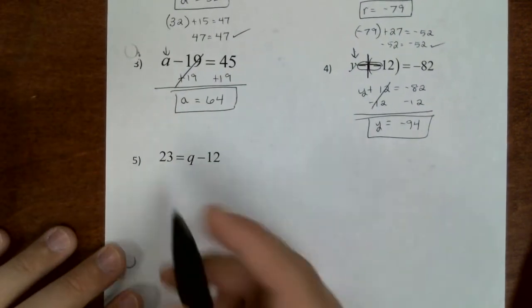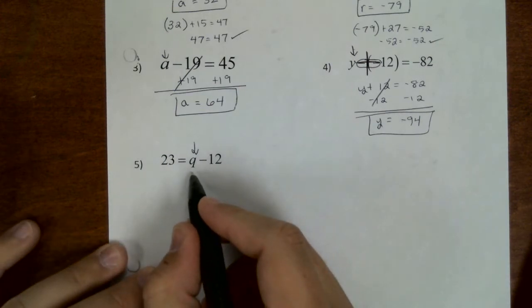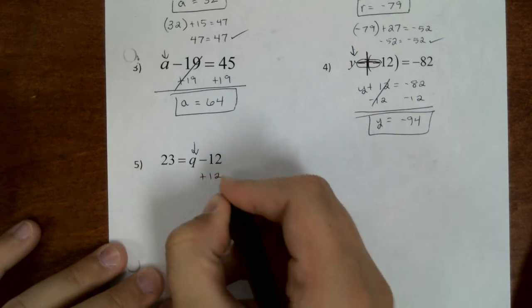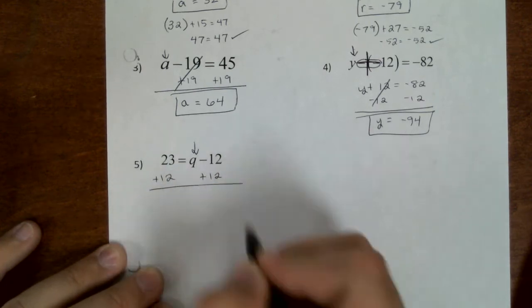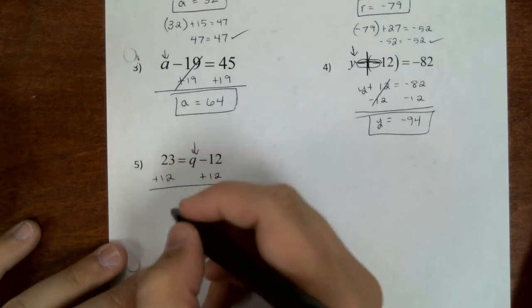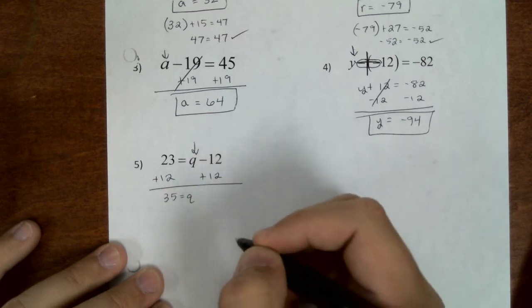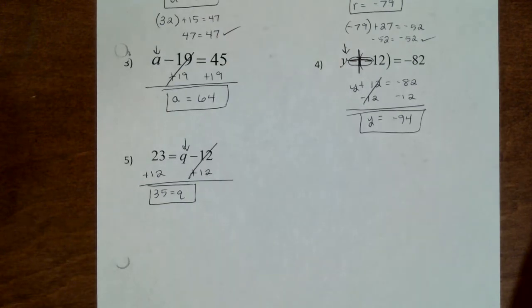Okay, so look at this one. 23 equals q minus 12. The variable being on this side does not change anything for us. We're going to still work it out the same way. So we need to get q alone. Right now we have q minus 12, so we need to undo the minus 12 by adding 12. Anything we do to one side of the equal sign, we do to the other side. So on this side, 23 plus 12 will give me 35 equals q, and the 12s over here will cancel out. So we just have 35 equals q.